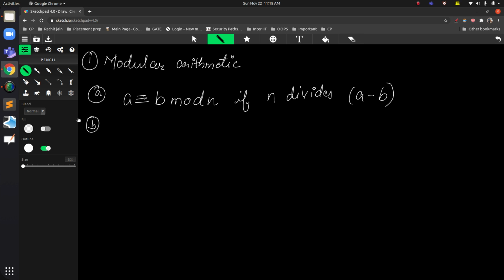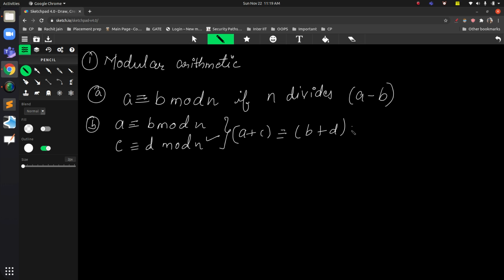The second one is, if A equal to B mod n and C equal to D mod n, okay, assume this to be true, so A plus C is equal to B plus D mod n. I'll not go into the definition or proof of this statement. You can just remember it for the sake of this algorithm, or you can explore these rules on your own.